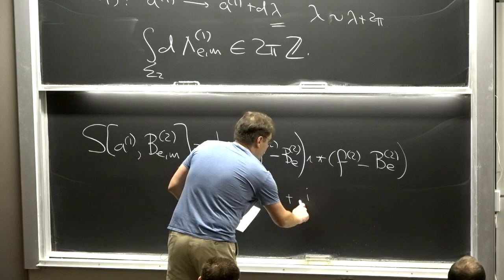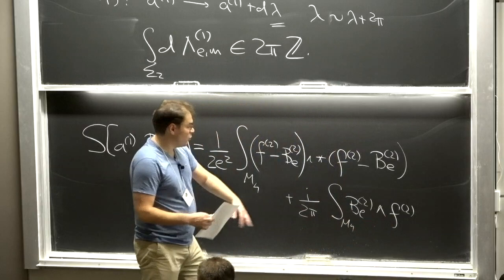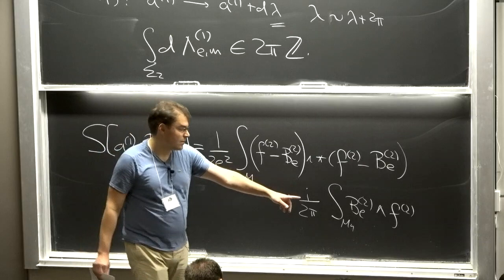It has a BF type coupling that involves integrating the background field BE against the dynamical field strength. I've put the 2 pi here for a reason that I'll explain. The I is necessary in Euclidean signature because this is a parity odd term.